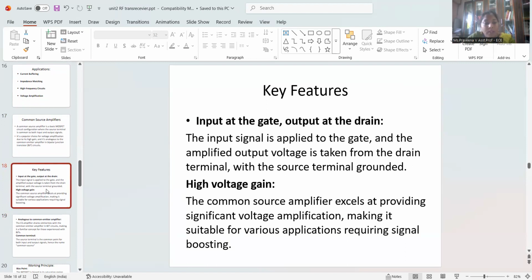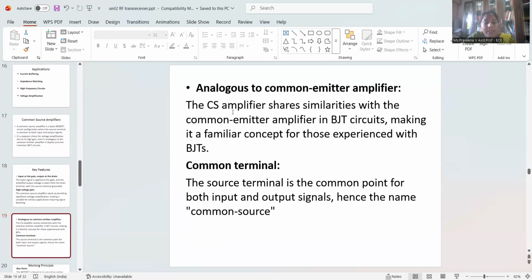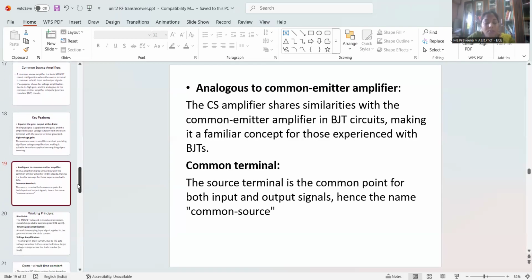We have learned about it, right? Input is given at the gate, output is taken at the drain terminal. It will provide a high voltage gain. The common source amplifier is similar to the common emitter amplifier. The common terminal is the source terminal. Then it is called common source, because the source is the common point for input and output signal. Hence the name common source, right?